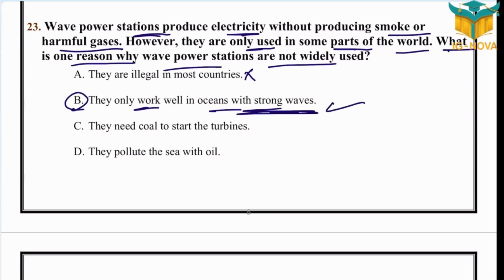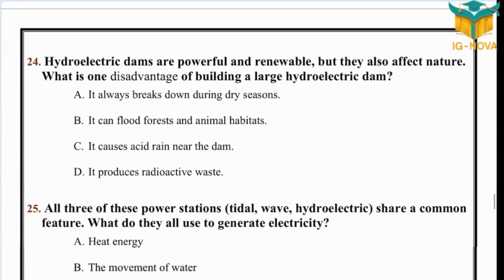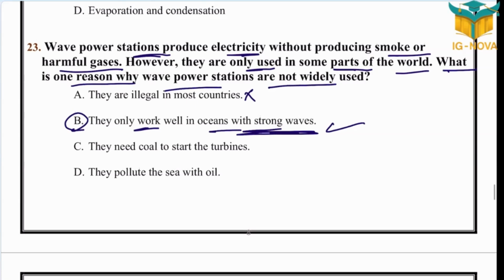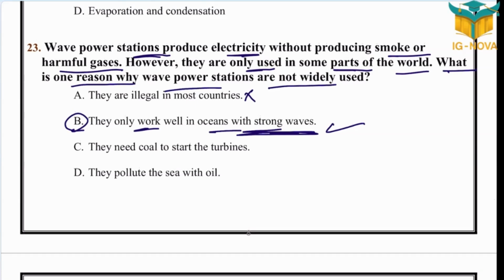So I'm gonna go for it. You have to make your mind work. You have to think carefully for each single choice that can work with your answer.